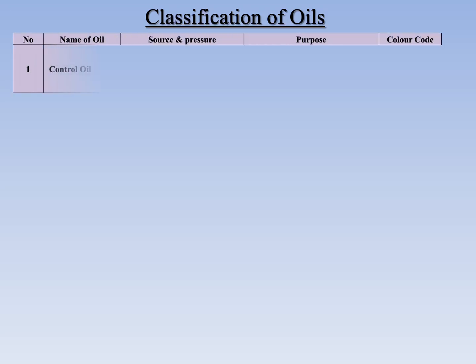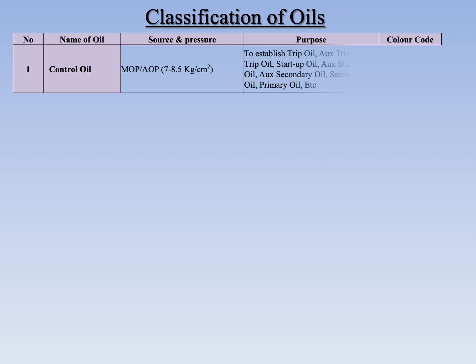Classifications of oil. 1. Control oil. Sources: until the turbine reaches rated RPM, AOP, after that MOP. Pressure is 7 to 8.5 kg/cm2. Purpose is to establish trip oil, auxiliary trip oil, startup oil, auxiliary startup oil, auxiliary secondary oil, primary oil, etc. Color code is yellow.